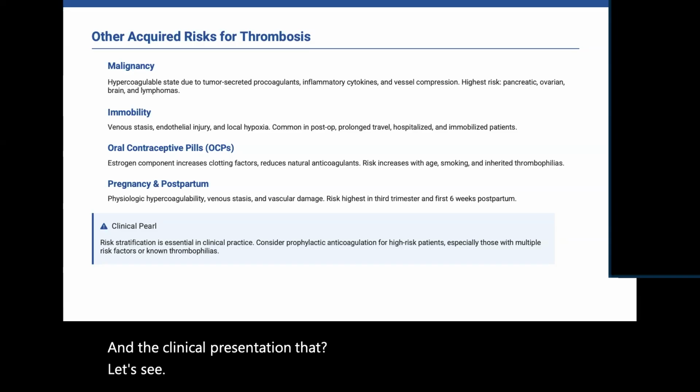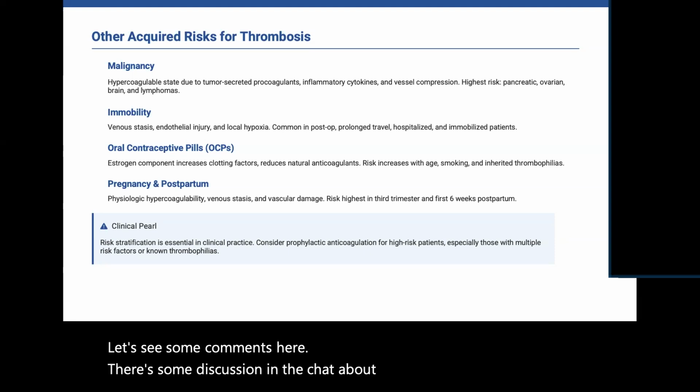Let's see some comments here. There's some discussion in the chat about maternal health in relation to this. Feel free to review it.